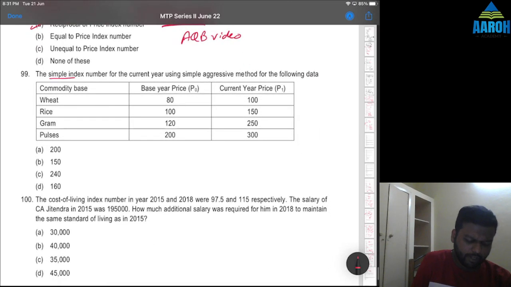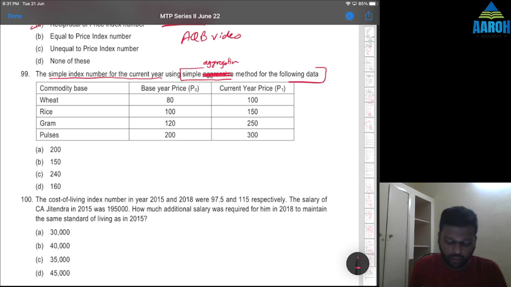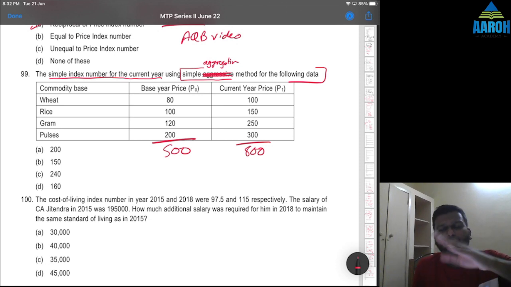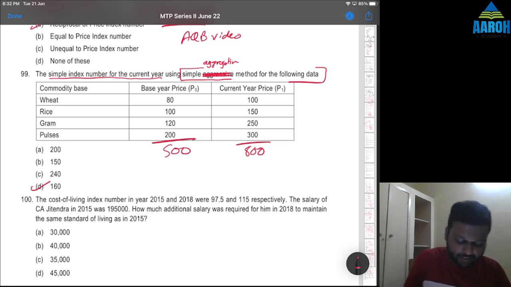Okay, next. Simple index number for the current year using the simple aggregative method for the following data. Simple aggregative, just go from the name. Aggregative means total, so just take totals. What is the total of this? I don't have a calculator. 500. 800, I hope I am correct. So what is the index number? P1 upon P0. That's it. So 800 by 500 is 1.6, into 100 is 160. Option D is the correct answer. I have a phone calculator, but it takes time. Our calculator is the best.